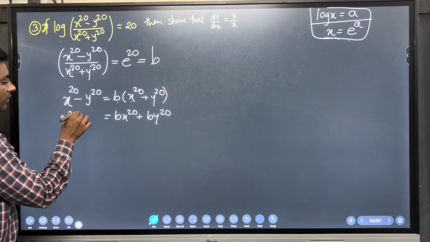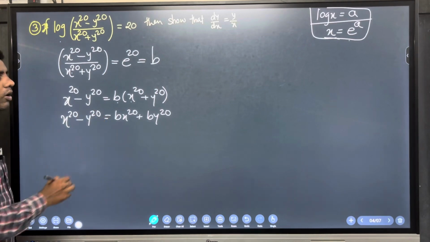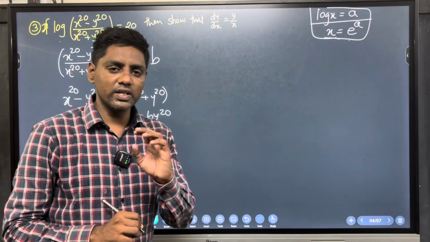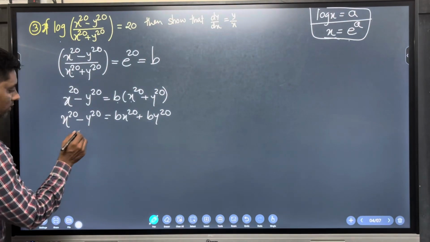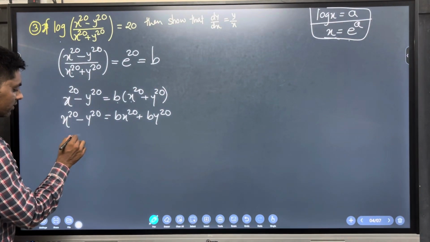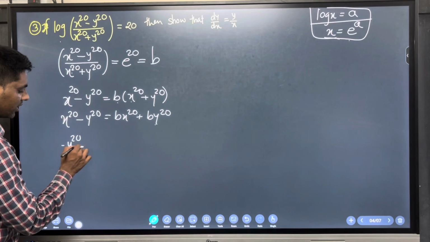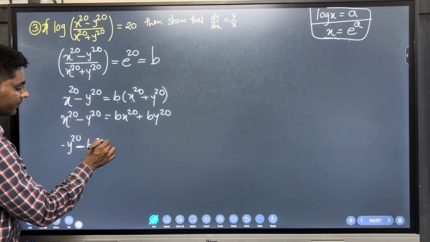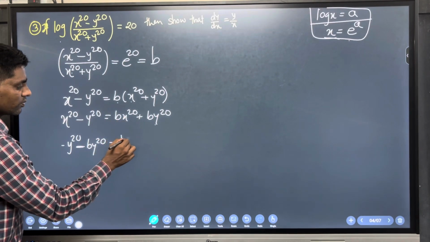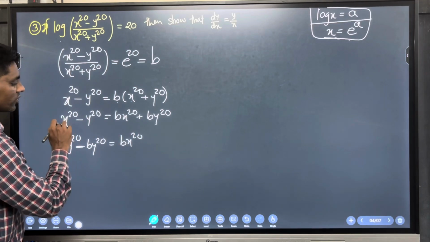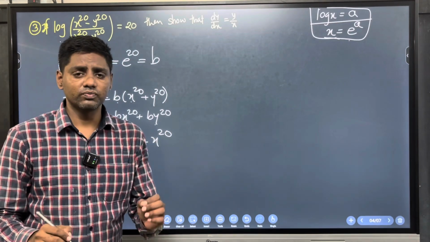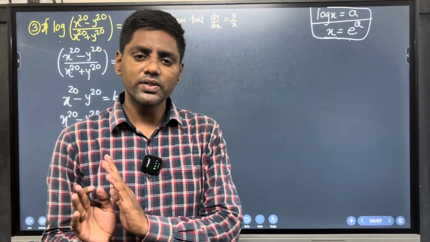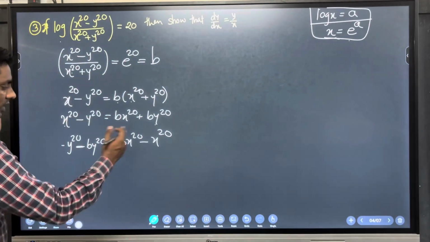And the next step: write all the y terms on the left hand side and all the x terms on the right hand side. So here minus y^20 is already present, and this plus term becomes minus b y^20. The term is positive, and when this positive term goes to that side it becomes negative. It is very simple: all y terms on the left hand side and the non-y terms on the right hand side.